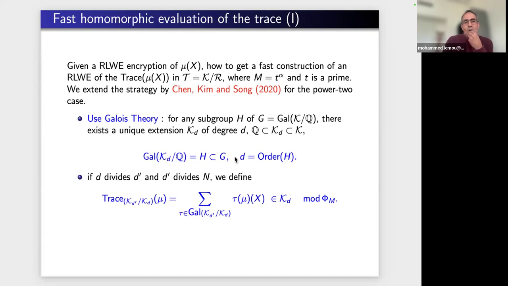So what is Galois theory? You probably already know what Galois theory says. It says that for any subgroup H of the Galois group of the extension K over Q, there exists a unique intermediate extension K_H, such that the Galois group of the extension K over K_H is exactly H, and the order of H is exactly the dimension of the linear space K over K_H.